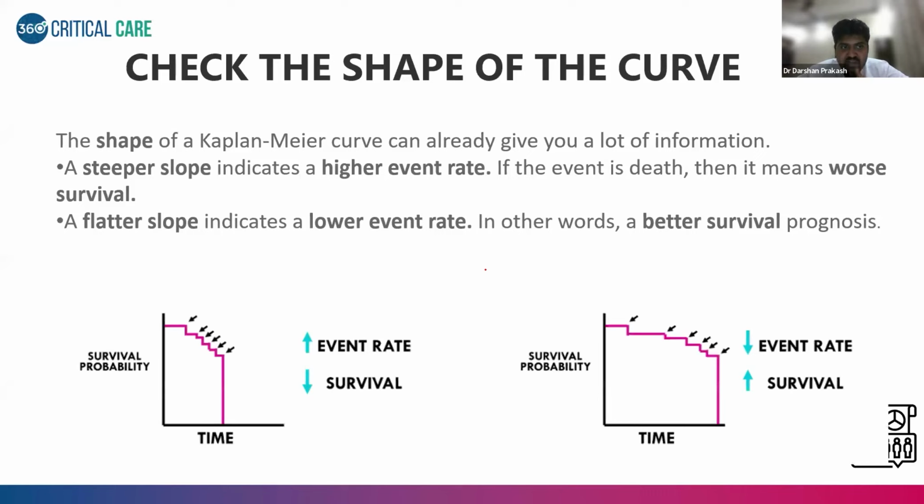Okay, here you have survival probability and time, right? If there is a steep slope which is dipping here itself, that means the event rate is very high. You can see multiple events happening, and there is a sudden dip which indicates decreased survival. Whereas here, the slope is flatter, right? Usually the horizontal line represents the time of survival. So the more horizontal it is and the fewer the dips, it indicates a lower event rate and increased possibility of survival.